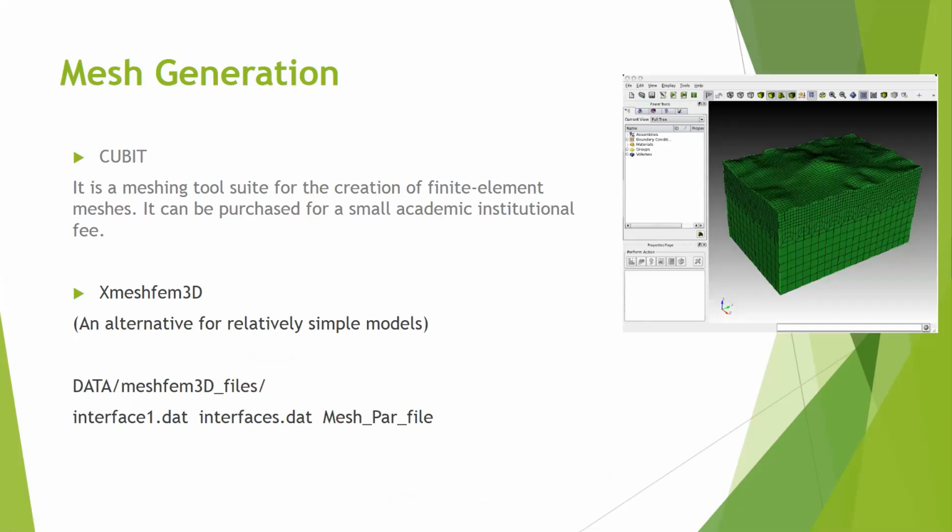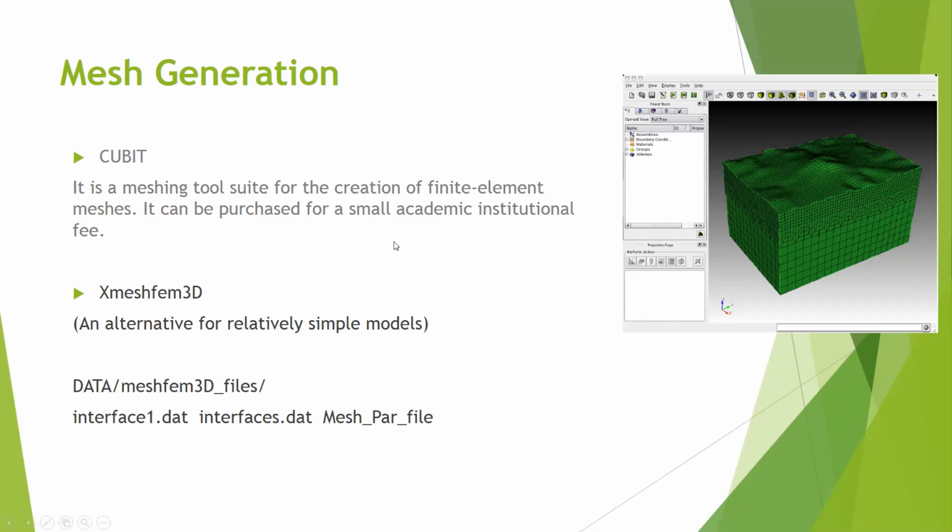There are two ways you can build a mesh. The first one is a meshing tool called CUBIT, and it works for this program. It can build finite element meshes, but it can be purchased for a small academic institutional fee. Here is a graphical interface of this software. Because it's not free, I didn't use this software before. And it's an independent software, so you maybe need to install it on your computer.